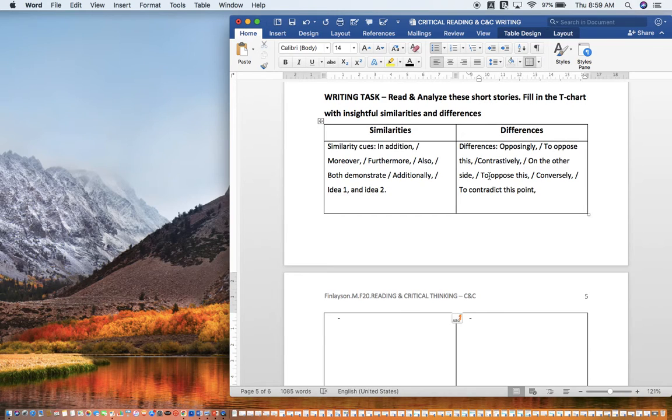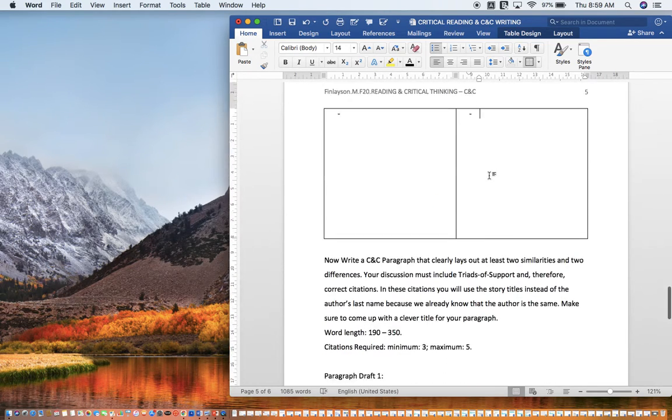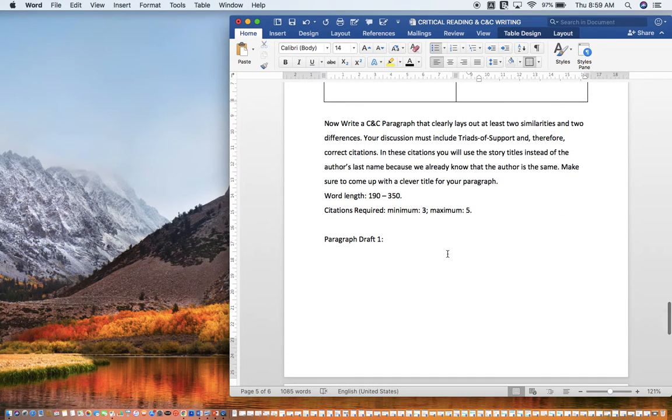Okay, so this is the writing activity for today. You're going to read the two short stories. You're going to look for similarities and differences. You're going to fill in the T-chart right here, and then at the bottom, you move into actually writing your paragraph. So now here's the writing prompt. Now write a compare and contrast paragraph that clearly lays out at least two similarities and two differences. So it's going to be quite a long paragraph, right? Because to talk about similarities and differences does take time to develop the ideas. So your discussion must try to include our triad of support writing method. And therefore, I want to see correct citations.